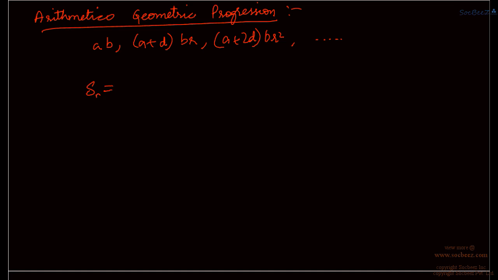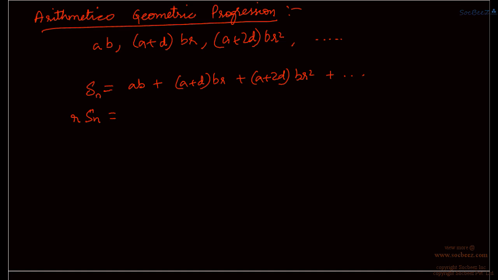Okay, so let S be the sum of the first n terms: ab + (a+d)br and so on. Now what I do is multiply the whole equation by r, the same constant term. And what do I get? I get abr + (a+d)br² + (a+2d)br³, right?